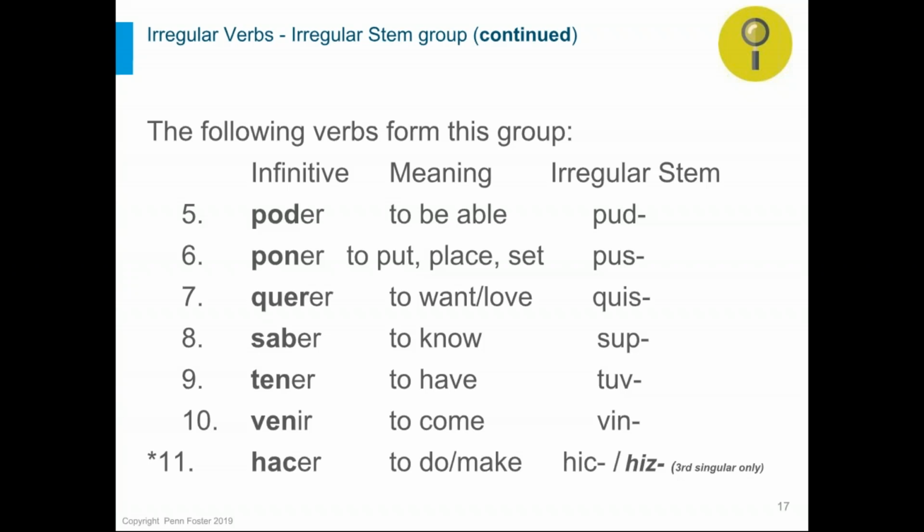HIC, pronounced hic, would be used in every person except for 3rd singular. And HIZ, hiz, is used only in 3rd singular. And I believe you're going to see that verb conjugated on the next slide as our example.